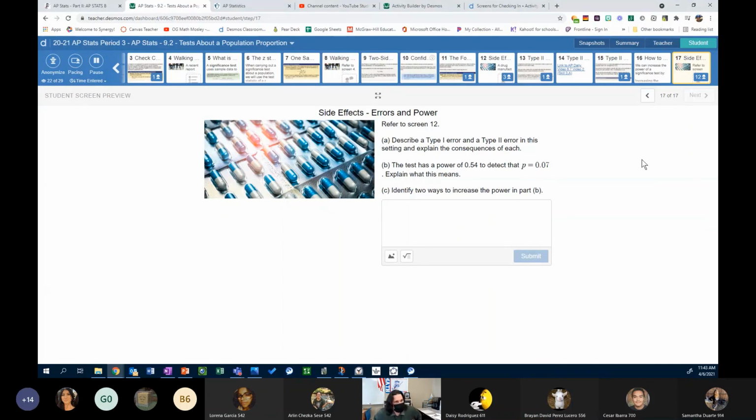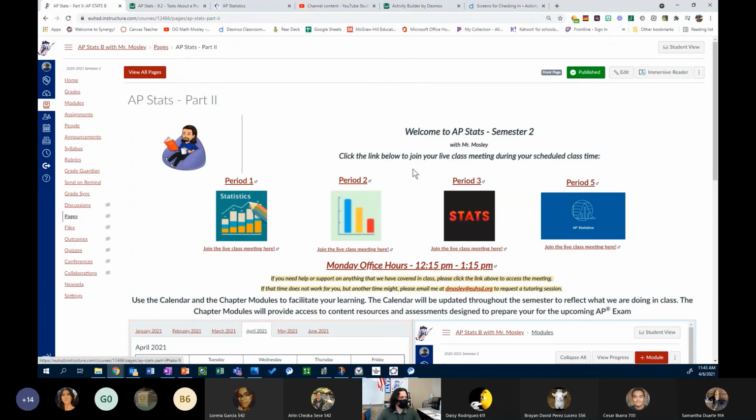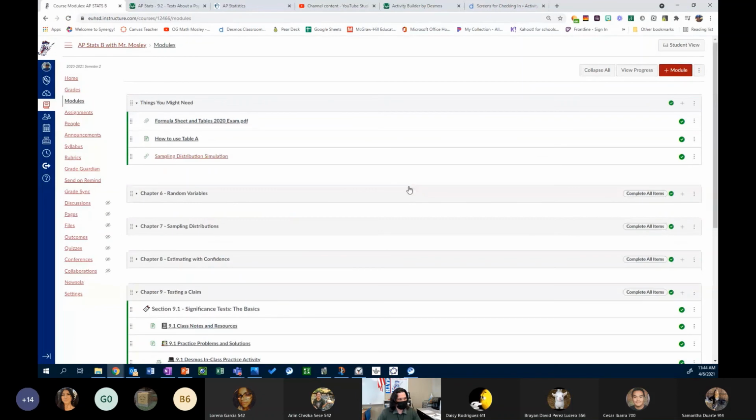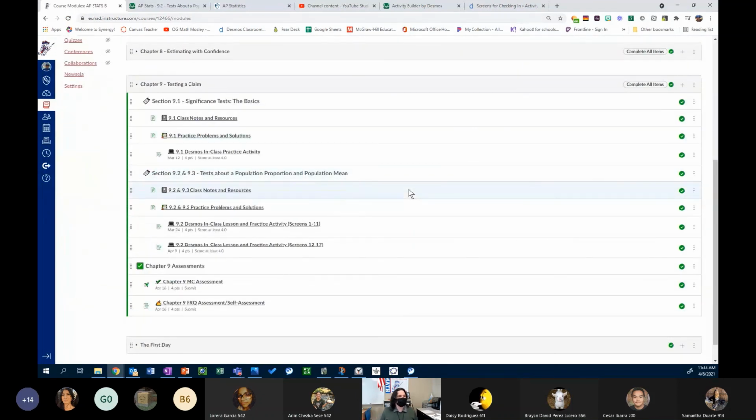All right, so that is the last slide of this Desmos lesson for section 9.2. So I've taken off the restriction there. Real quick. So again, looking at our class here, guys, if we go into the modules, chapter 9 is almost entirely there. I'm just missing the activity for 9.3. There's lots of really good resources in here to help you guys practice and review the content for all the chapters, but specifically chapter 9, because that's what we're on.